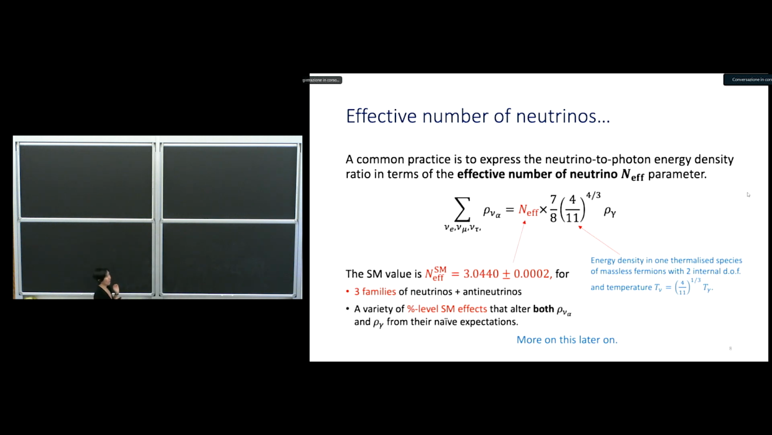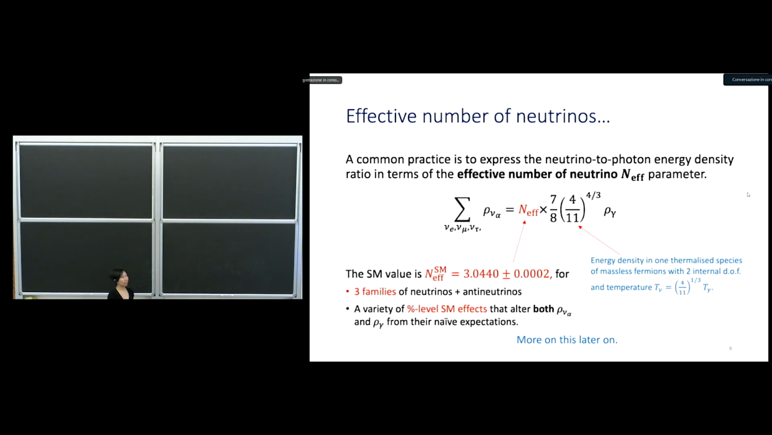Okay, but it's not an integer. And the reason it's not an integer is that ultimately the definition of this N effective is an energy density ratio. So that number could be anything real. And in fact, it's a number that can be calculated very well. The number it takes on that we know at the moment is about 3.044. There's even some error bars around it. As said before, the 3 here is just standing for 3 families of neutrinos and antineutrinos.